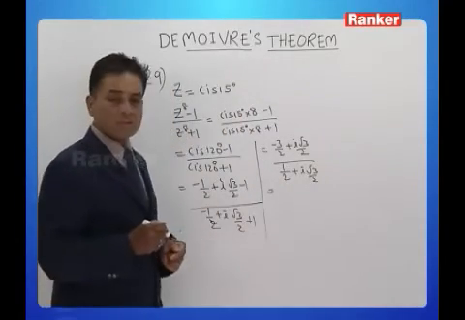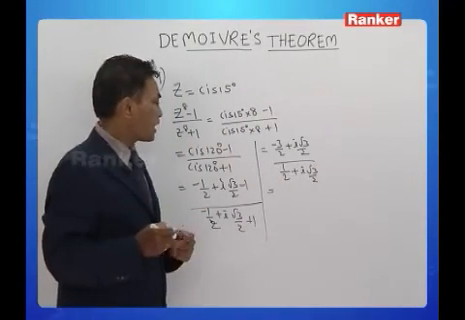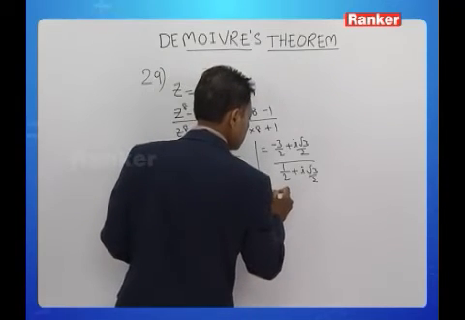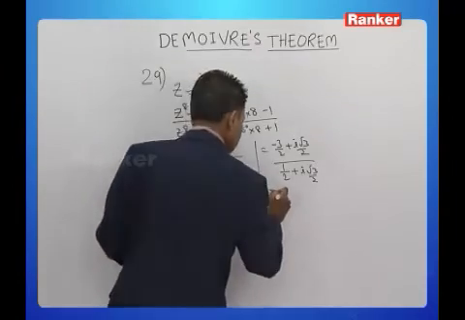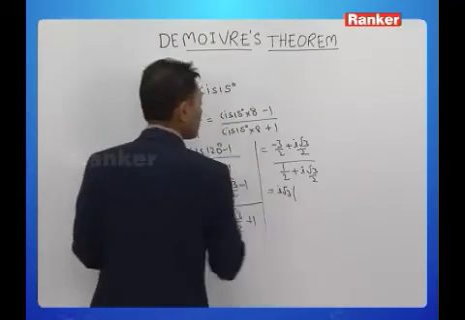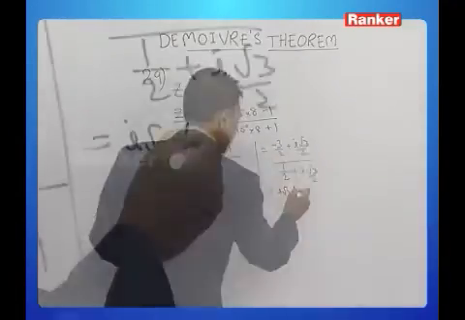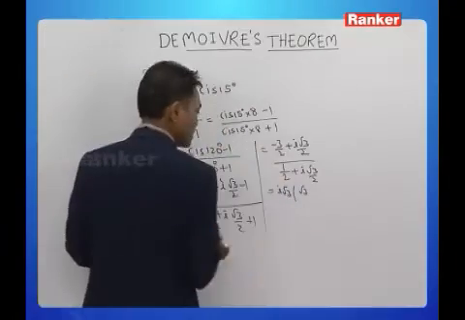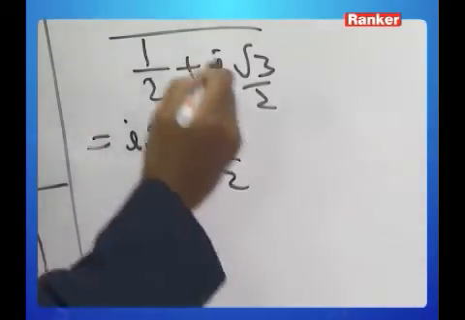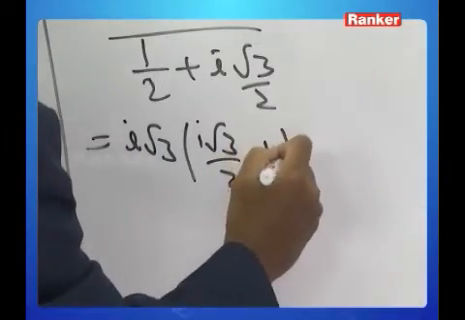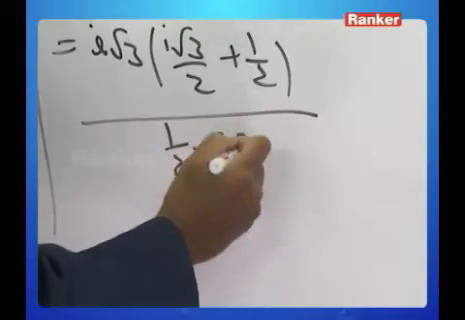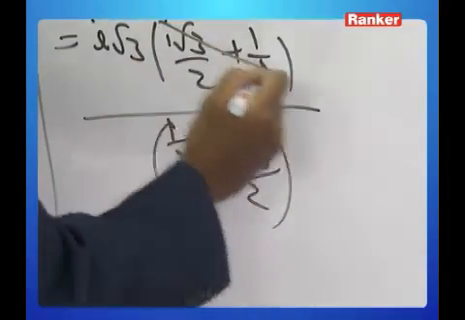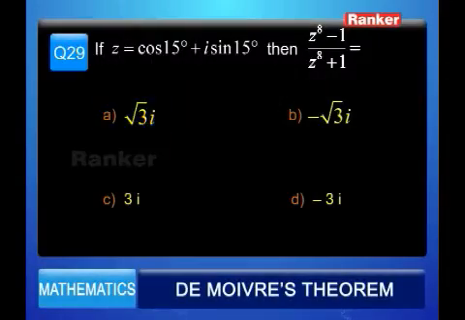Now, let us consider taking i root 3 common, or 1 by 2 common. If you take i root 3 common, because minus means i square, so i by 2 will be there. Here i root 3 is taken common, 1 by 2, and the same thing in the denominator, 1 by 2 plus i root 3 by 2. So, it is very simple, it gets cancelled. So, your answer is i root 3, right answer i root 3, right option is the first one.